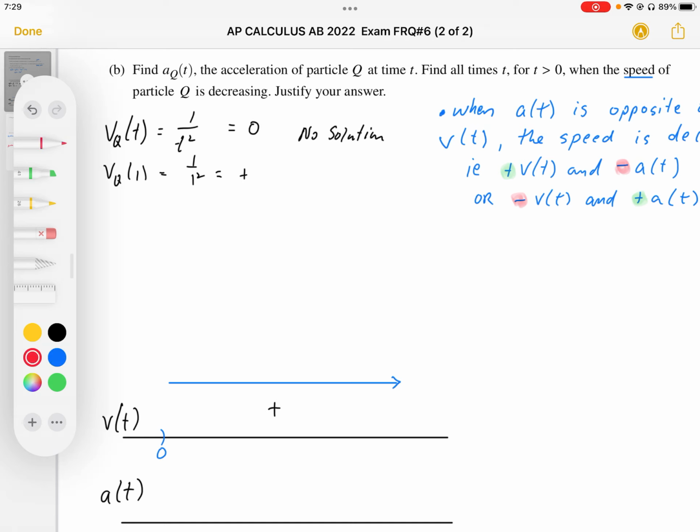So then I need to work out the acceleration. So a_Q(t), when I differentiate this, I'm going to get negative 2t to the negative 3, so t cubed in the denominator. So this is then our acceleration function. We need to know where this is equal to 0. It's not going to be equal to 0, so it doesn't change. Sorry, it won't change direction when t is positive. So there's no solution here.